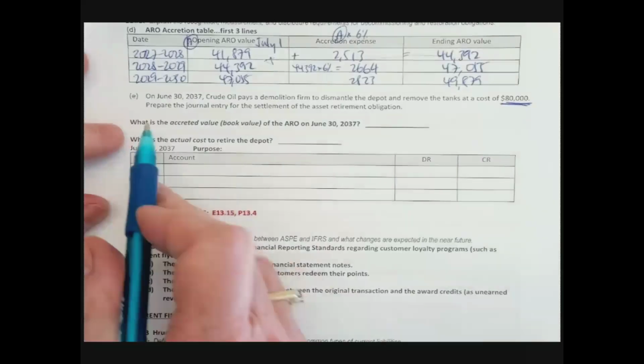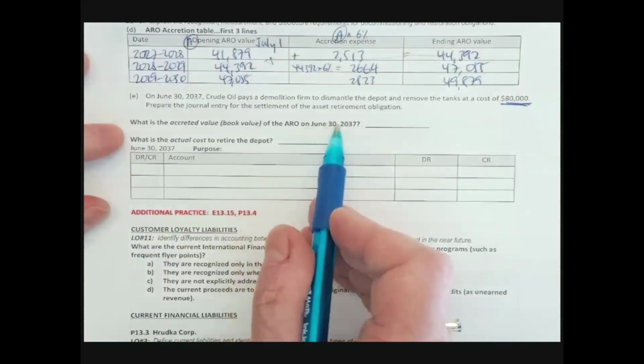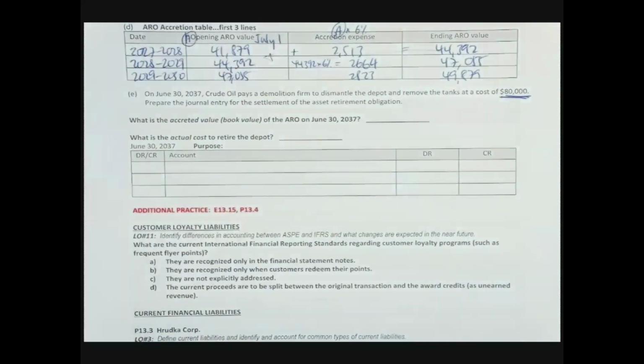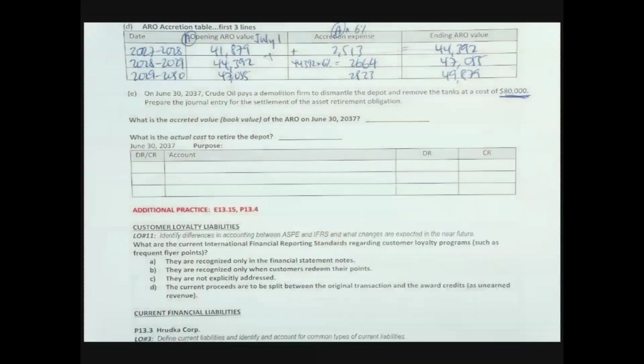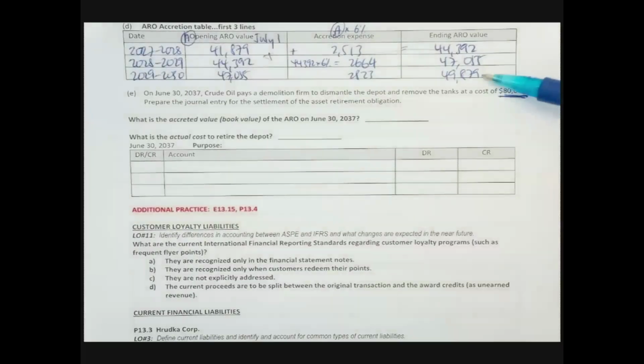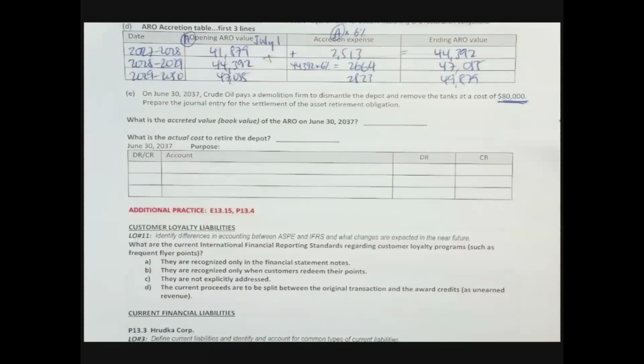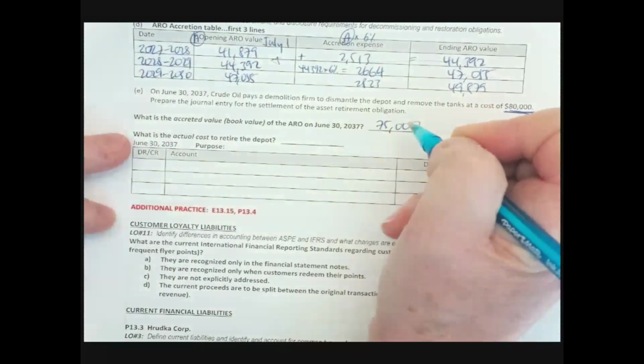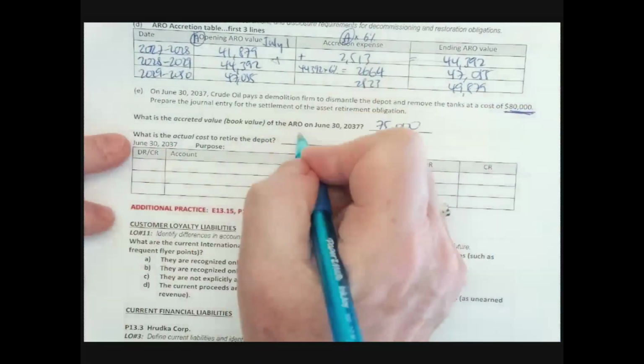What is the accreted value of the ARO on June 30th, 2037? Because now we're going to settle the ARO. We're going to remediate the site. We're going to fix this. What's the value of our ARO at June 30th, 2037? After all these things have happened, Sean? Yeah, remember it's going to grow to exactly 75. The actual cost to retire the depot was 80.